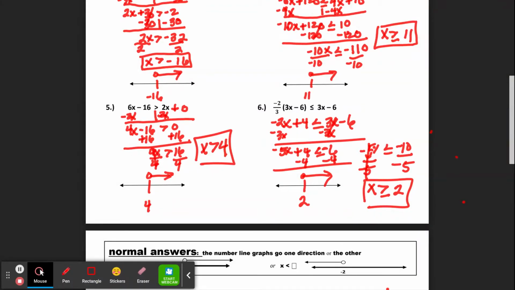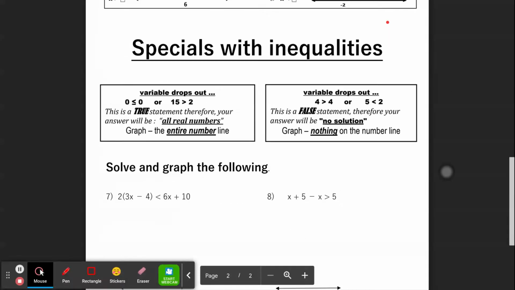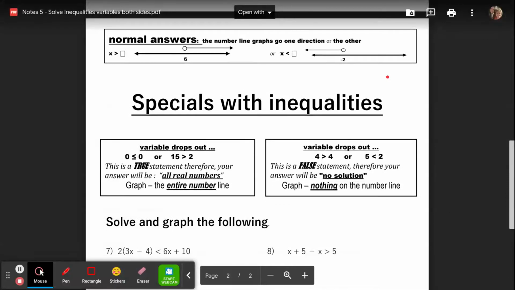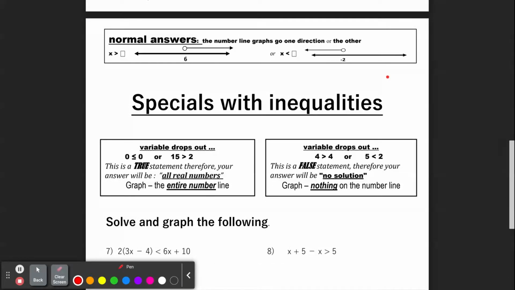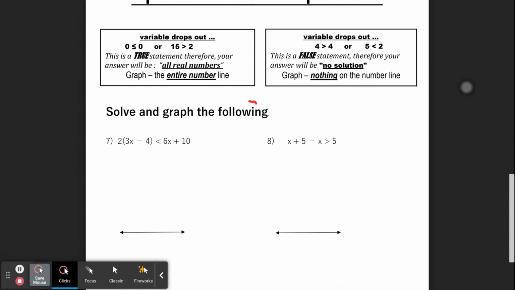All right, let's go ahead and take a look at the back side. Just reminders that we have up here for normal answers: the number line graphs go one direction or the other. Like this would be x is greater than 6, open circle to the right, or something like x is less than -2 would be an open circle going to the left. All right, so let's take a look at what some special inequalities look like.